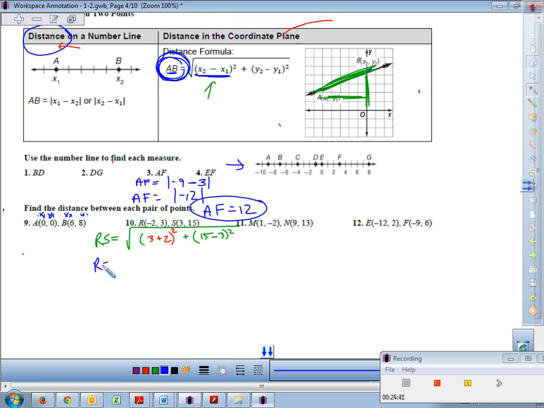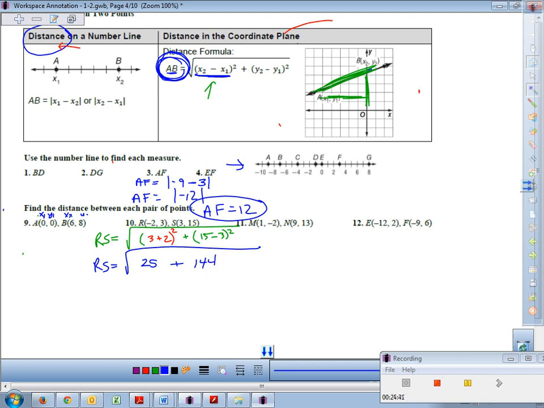Distance from RS comes down. Square root symbol comes down. 2 birds with 1 stone. 3 plus 2 is, square it. What do you get? 25. 15 minus 3 is, square it. What do you get? 144. Feeling cozy with that?